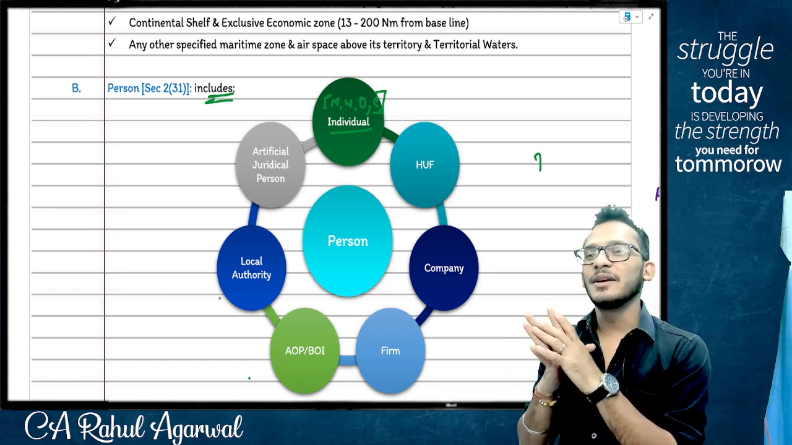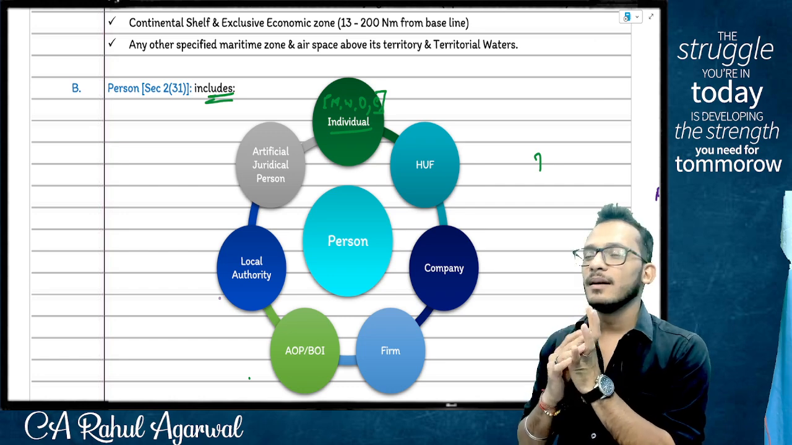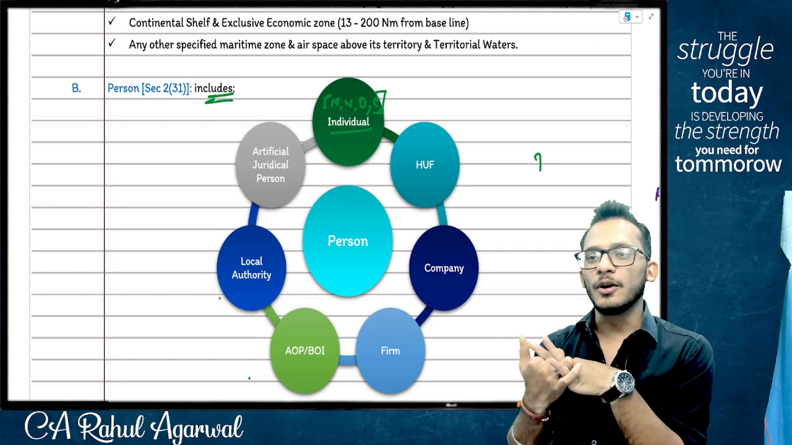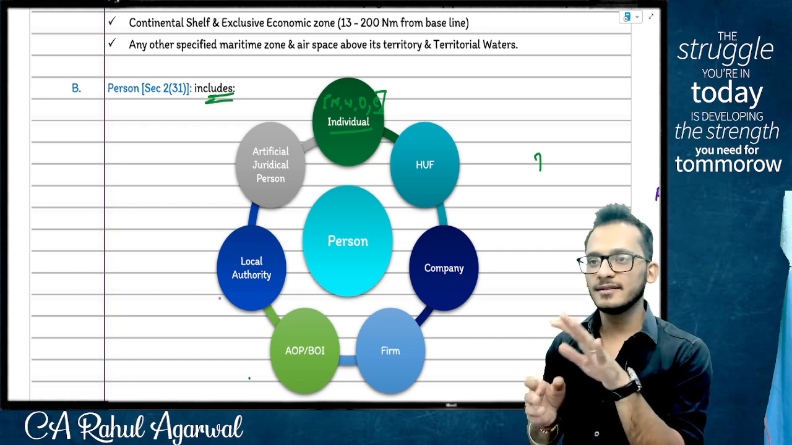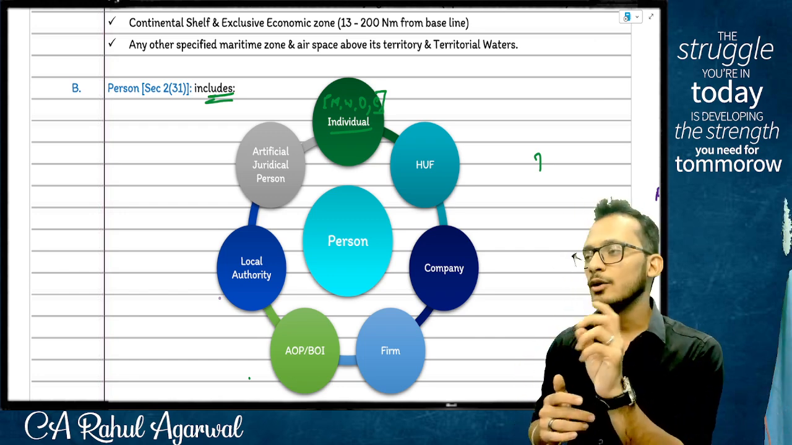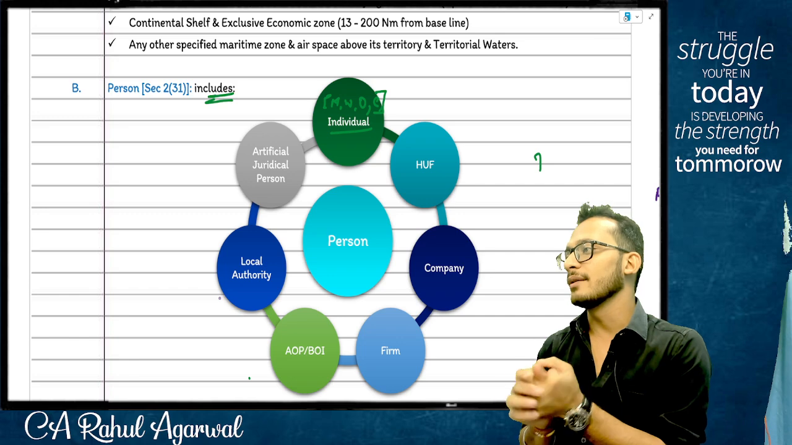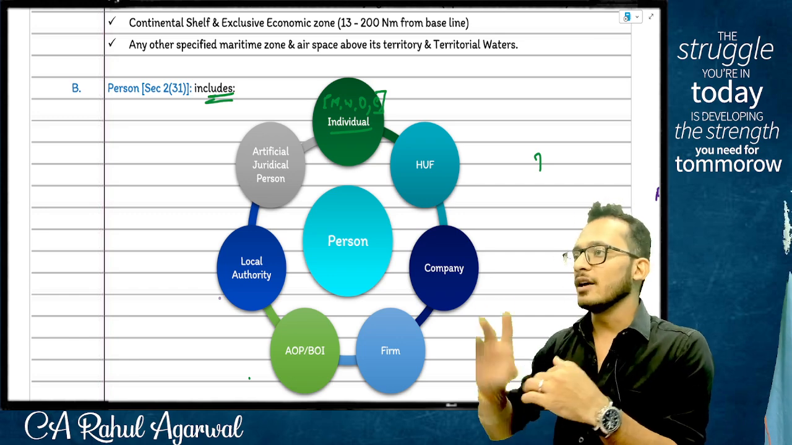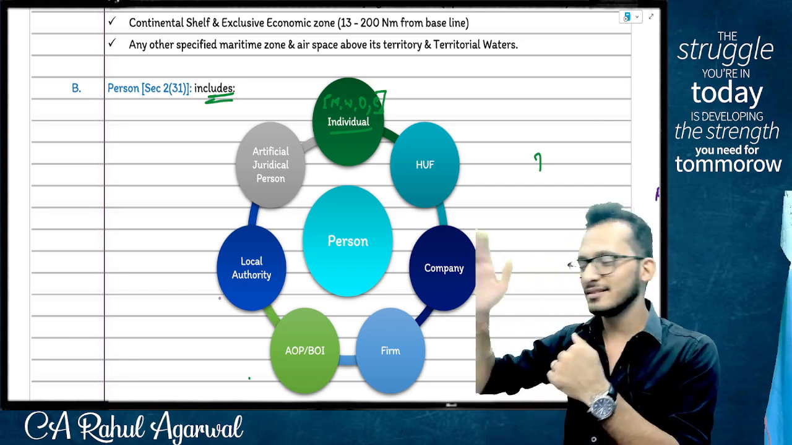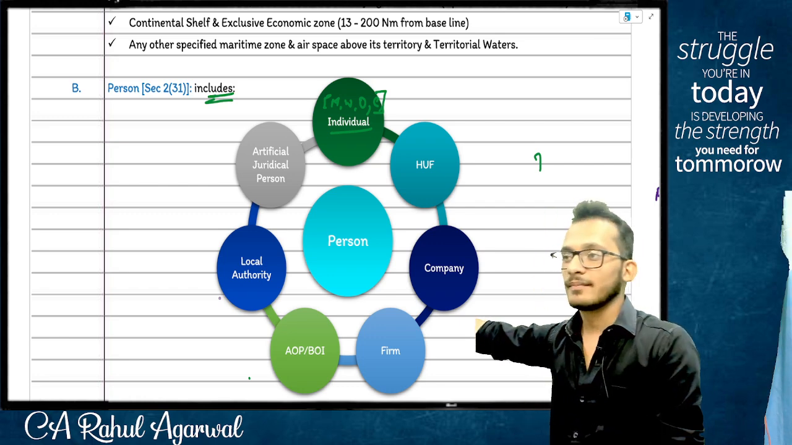Two or more persons coming together with an intention to earn profits. Business is not the criteria. You can do profession also. Yes, two or more people coming together with an intention to earn profits, either acting together or individually carrying on the business for, you know the definition. Yes, that's the same thing. Next.